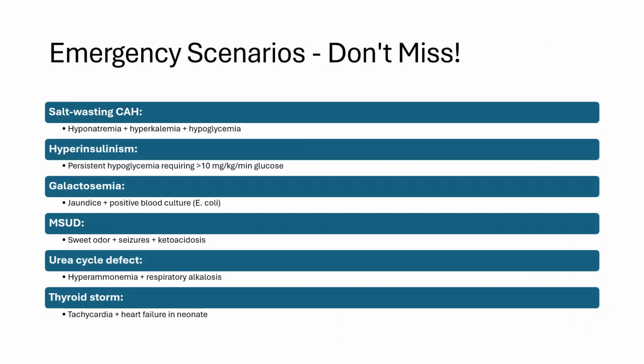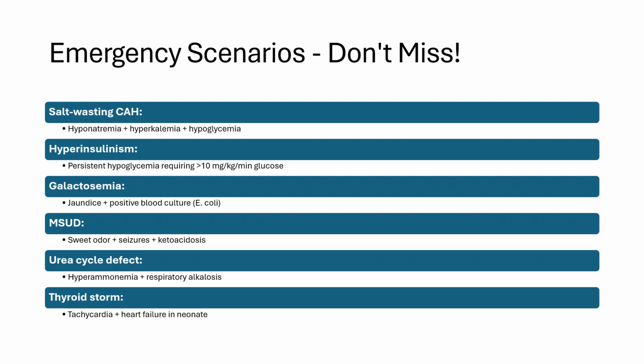These emergency patterns demand immediate recognition and action. Salt-wasting CAH presents with the triad of low sodium, high potassium, and hypoglycemia. Start hydrocortisone immediately. Hyperinsulinism reveals itself through glucose requirements exceeding 10 milligrams per kilogram per minute, despite appropriate management.